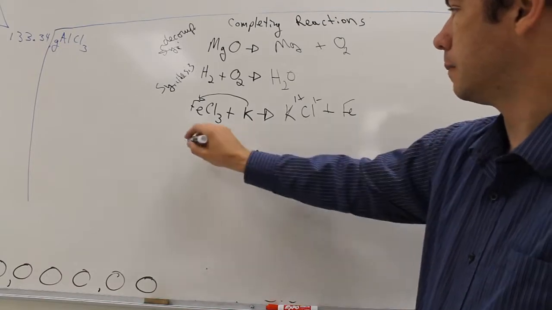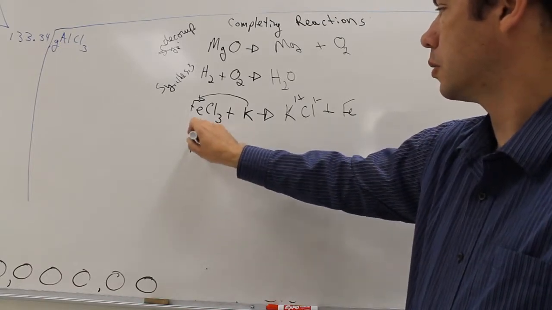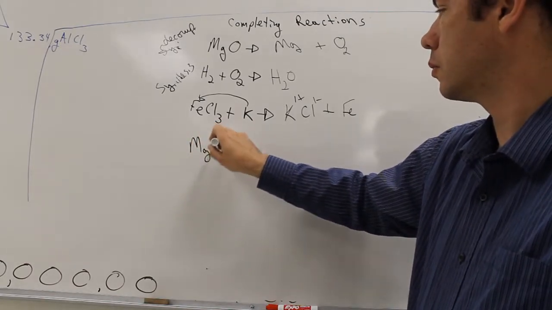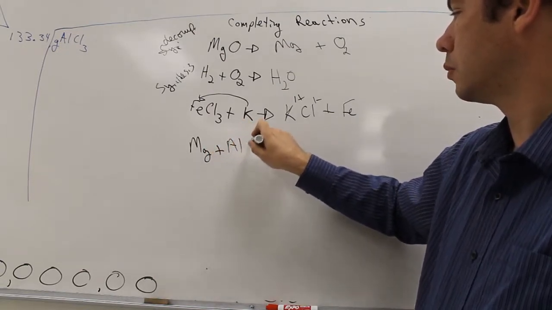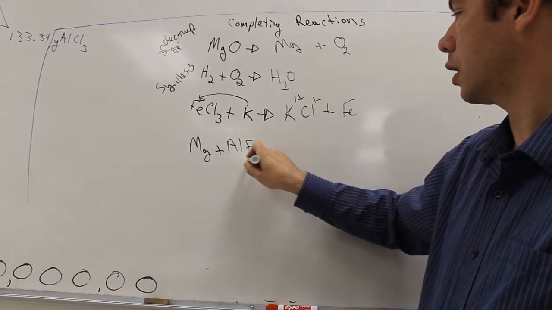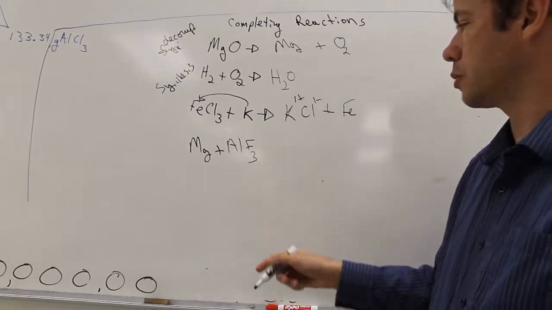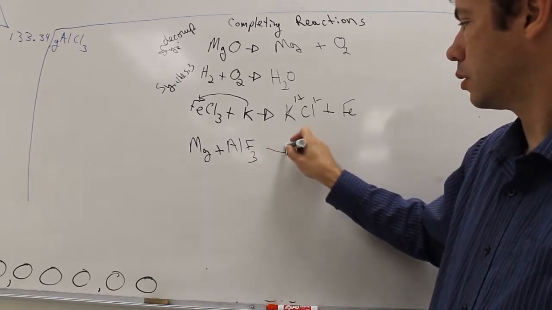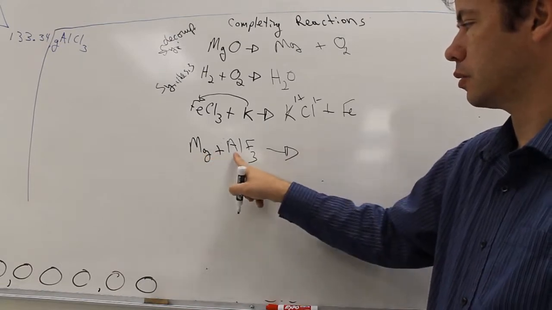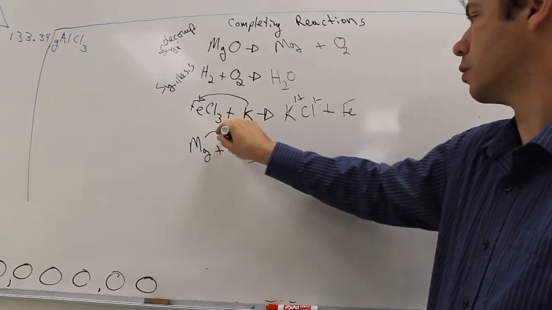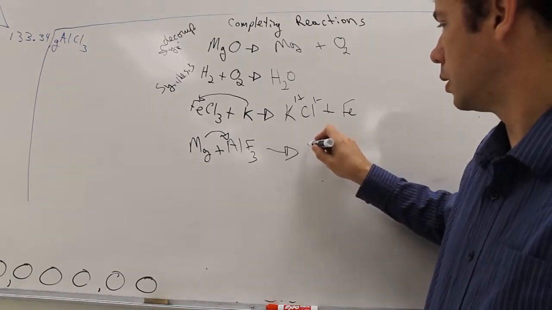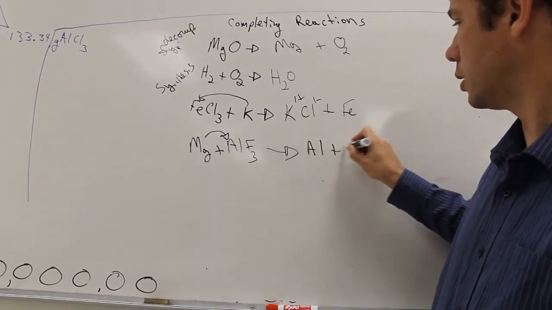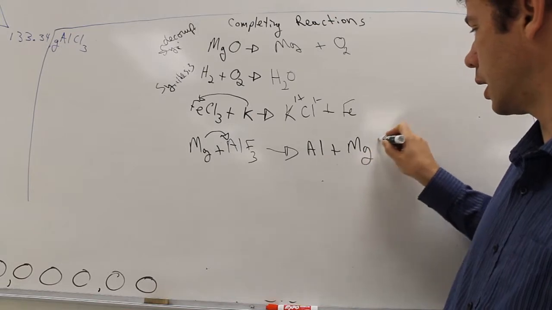Let's do magnesium plus aluminum fluoride. Okay, let's try that one. Single replacement. How do I know it's single? Single element. It's a metal and it's going to replace there. Okay, so that's going to become Al plus MgF.